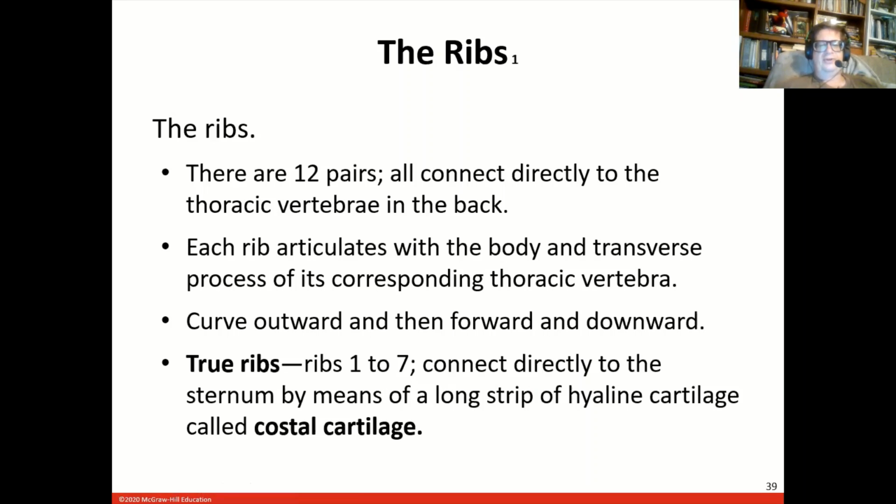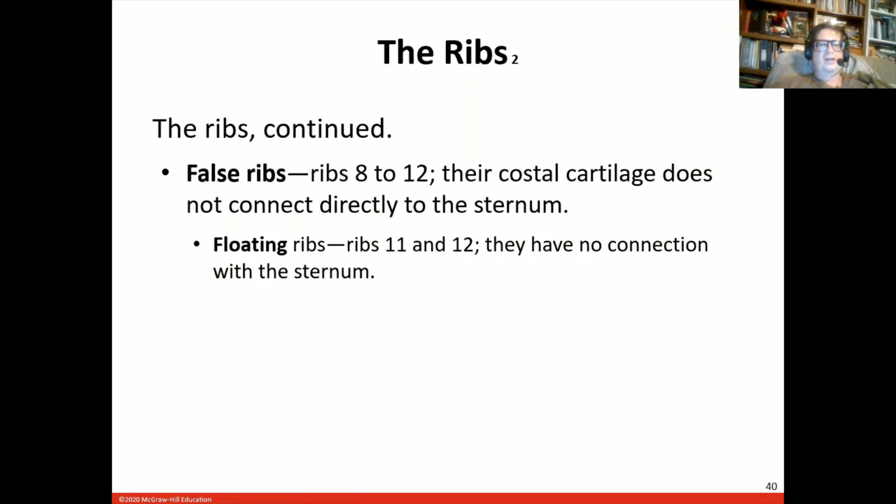Each rib, it says the body and transverse process of the corresponding thoracic vertebra. That makes sense. It's at the back. They curve outward and then forward and downward. The true ribs are 1 to 7. They're the ones that connect directly to the sternum through a costal cartilage. The false ribs, 8 through 12, their cartilage connects to another rib. It doesn't connect directly. Floating ribs, 11 and 12, have no connection at all with the sternum.